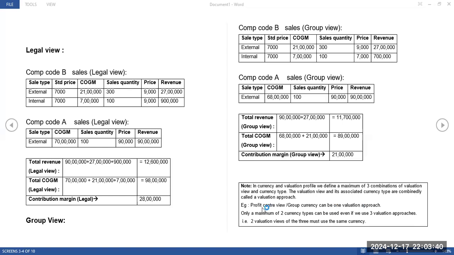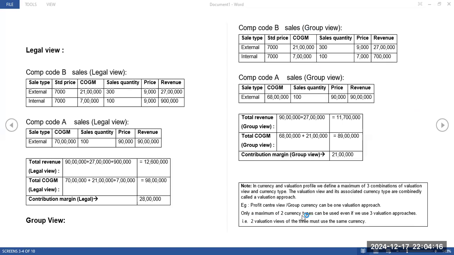Like profit center view, group currency can be one valuation approach. That is profit center valuation and group currency. So group currency, company code currency, controlling area currency will be different, can be same. So we have multiple currencies and multiple views: legal view, profit center view, and group view. So we can combine all of these combinations like group currency, which is USD. Profit center view will be, of course, the view where we eliminate internal revenues.